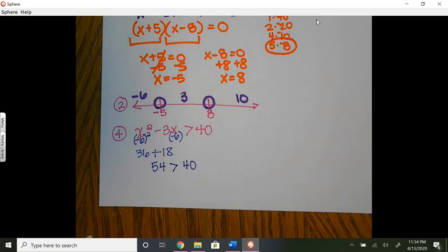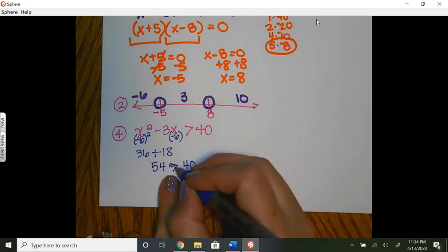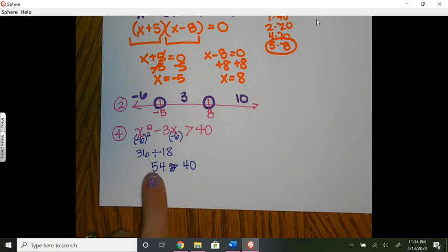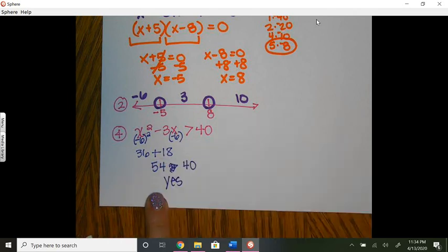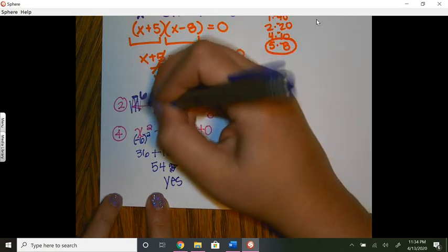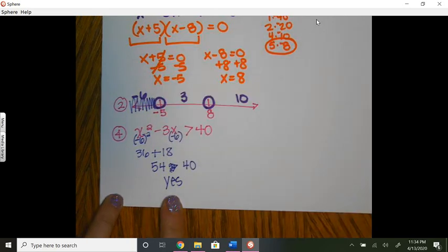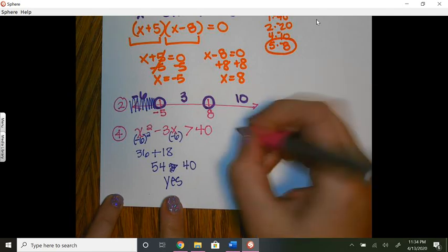Okay, then I'm going to read this and think of this like Pac-Man. It should be going towards what is more. So since this is a yes and it works, then that means any number over here in that region is also going to work. Okay, so now we're going to do this again.